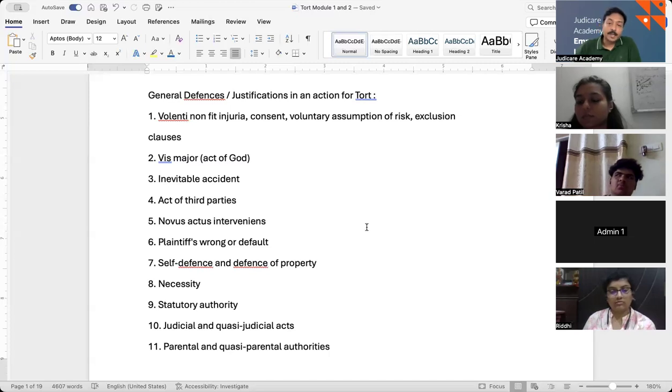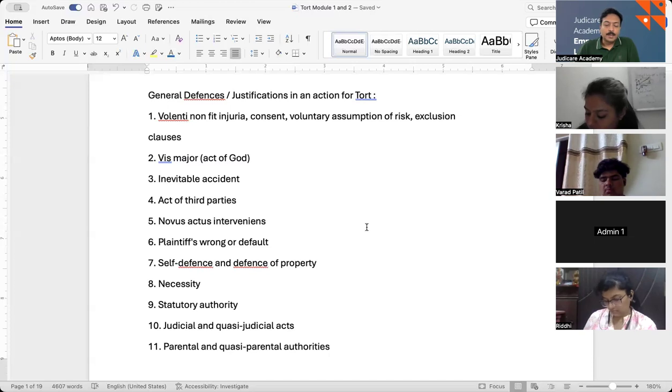Another case example for the same, which is self-defense and defense of property, is Hingston versus Timmons, 1939. In this case, a property owner used force to reject a trespasser from their land. The trespasser claimed injury as a result.